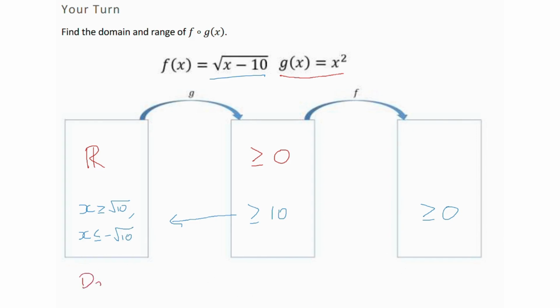So putting that all together, our domain is equal to all real numbers where x is either less than or equal to negative root 10, or x is greater than or equal to positive root 10. And our range is all real numbers where y is bigger than or equal to 0.